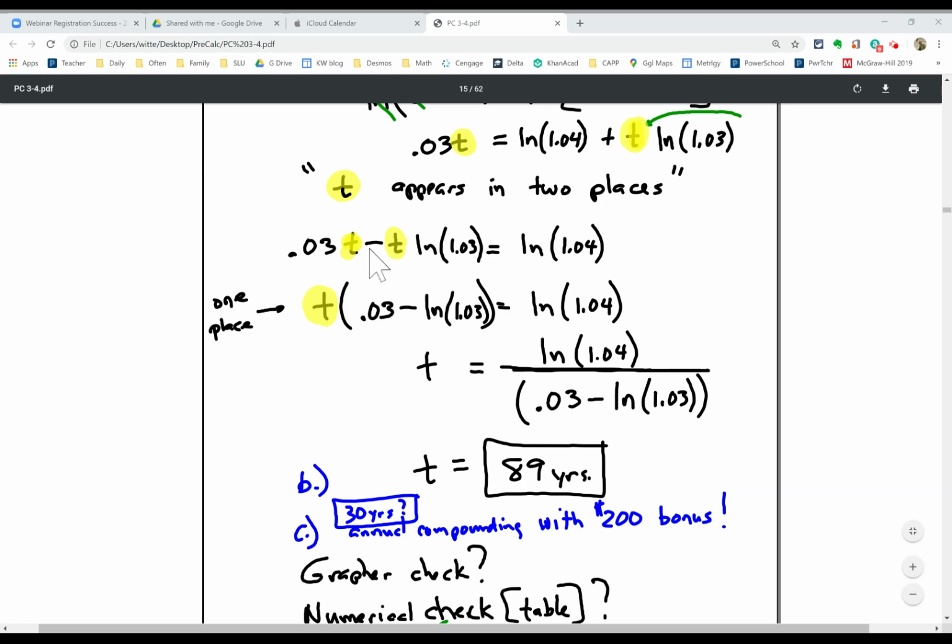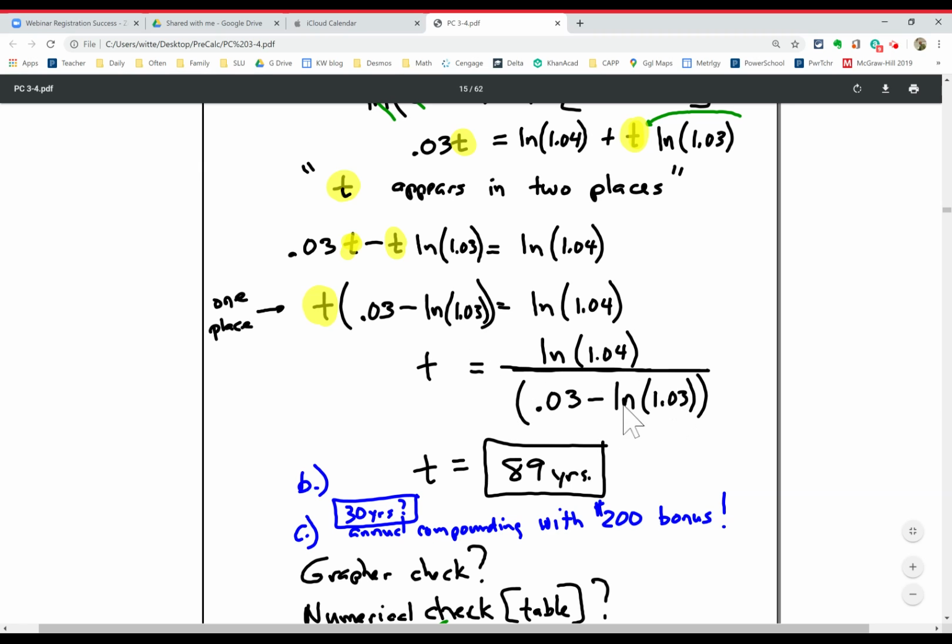On the left-hand side, we have t appearing in two locations. I would factor that out. I'm taking out the greatest common factor. So I'm going to factor out a t, and I'm left with a quantity of 0.03 minus the natural log of 1.03. And now that I have t in one place, I'm going to divide both sides by that quantity that you and I are now looking at. And dividing that to both sides, we're going to get the natural log of 1.04 divided by the quantity 0.03 minus the natural log of 1.03.